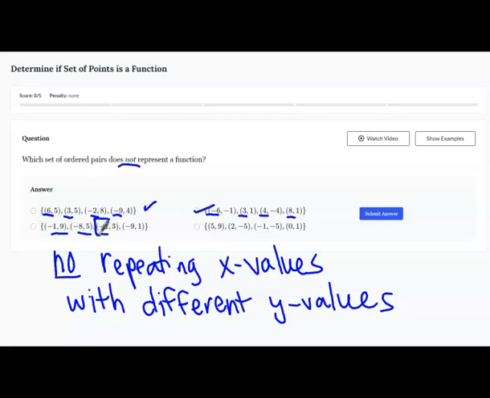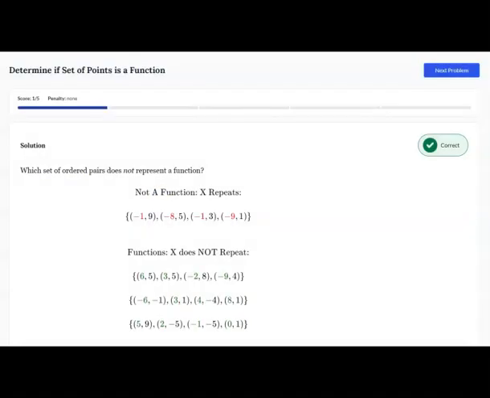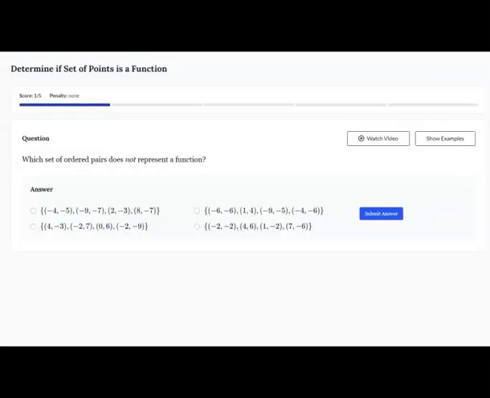And here, I see a repeating x value. X has an input of -1 and an output of 9. And here, x has an input of -1 but has an output of 3. So that is not a function. No repeating x values with different y values.